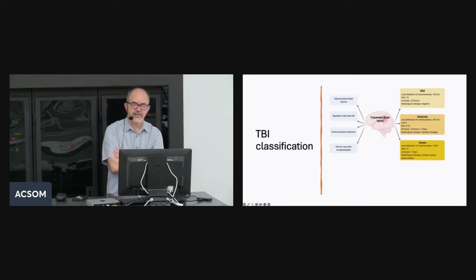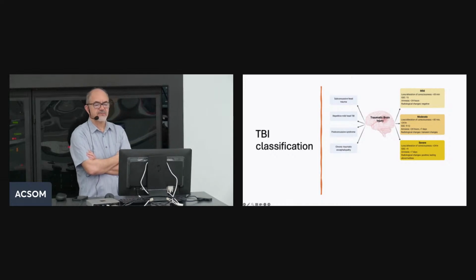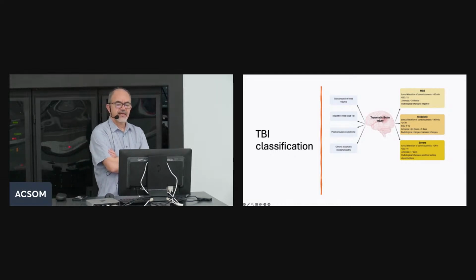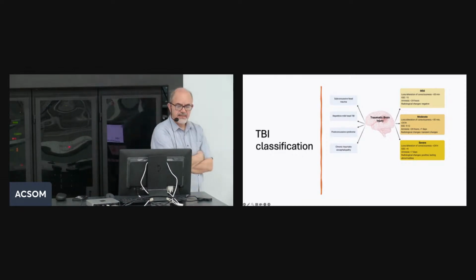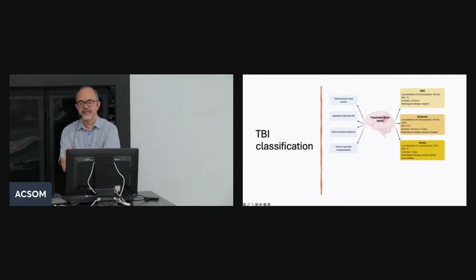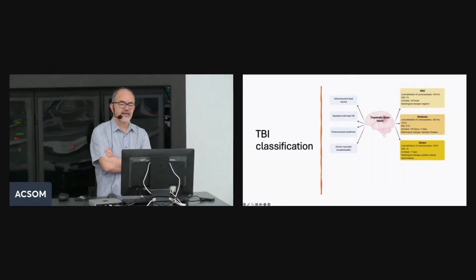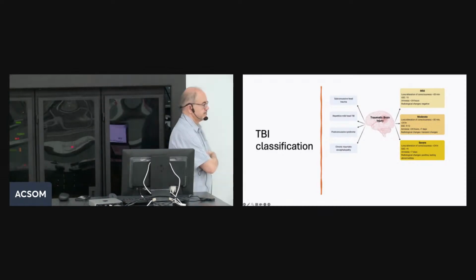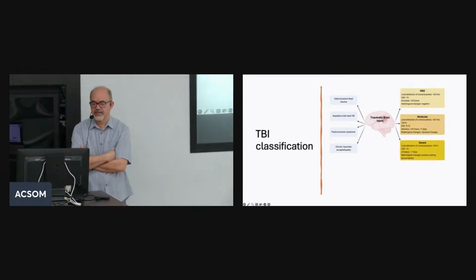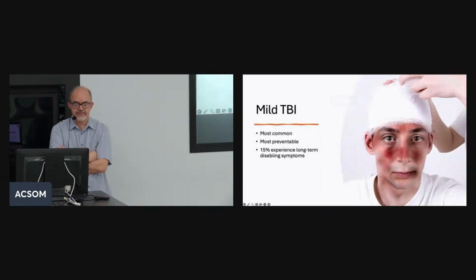Moderate, you have more prolonged LOC, but it's still less than 24 hours. GCS has to be between 9 and 12, and there might be some radiological changes, but nothing severe. The severe traumatic brain injury, the prolonged LOC, GCS less than 9, prolonged amnesia, and you should have some evidence of brain injury on CAT scan or MRI. So we will briefly talk about mild, moderate, and severe traumatic brain injury.